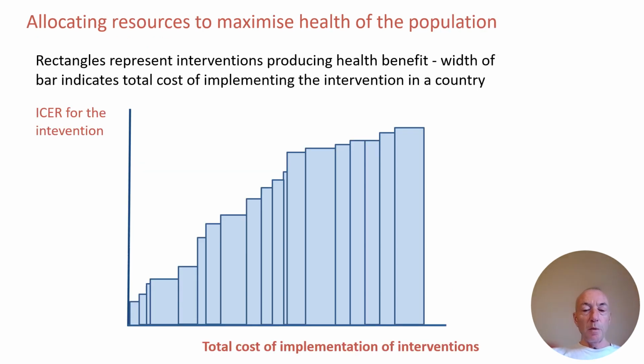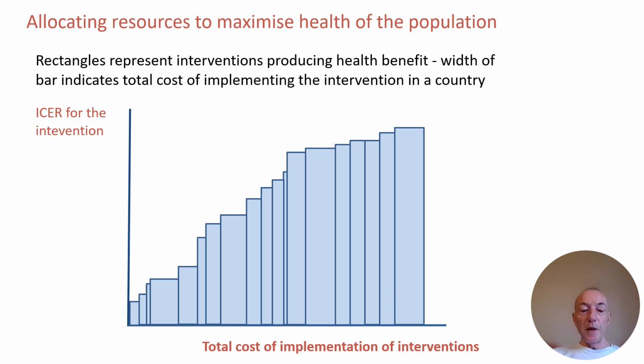Now, one approach to help think about the cost effectiveness threshold is a graph like this, where each bar is a possible intervention that a country might introduce as part of its healthcare provision. And the y-axis shows the ISA for the intervention. So the interventions which have the lowest ISA are the things that you would start off by making sure you provide. So the first bar there by the y-axis has a low ISA, and that's provided. Now the width of the bar is the total cost of implementing that intervention.